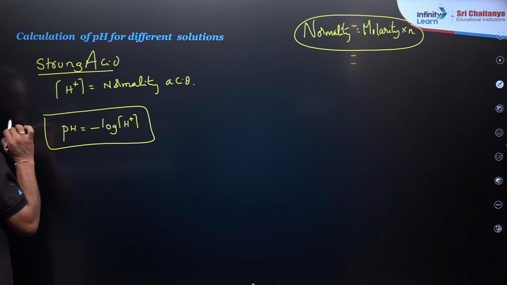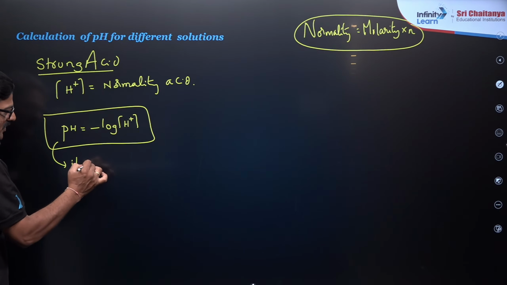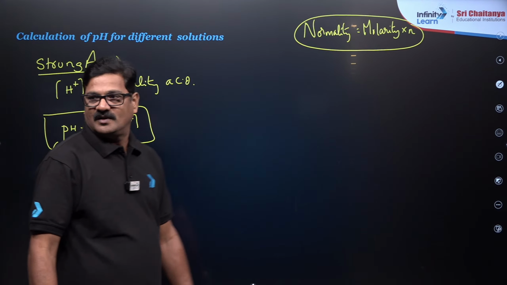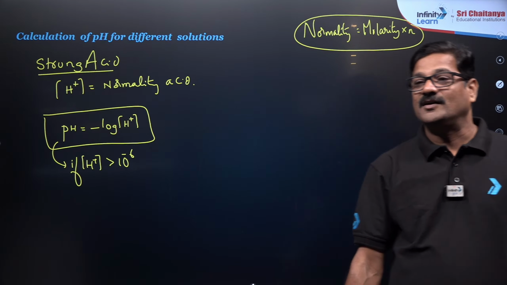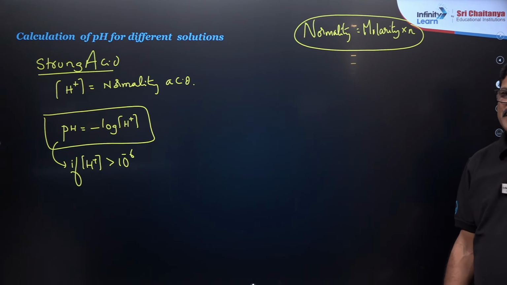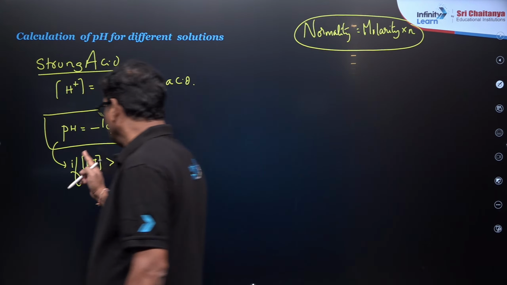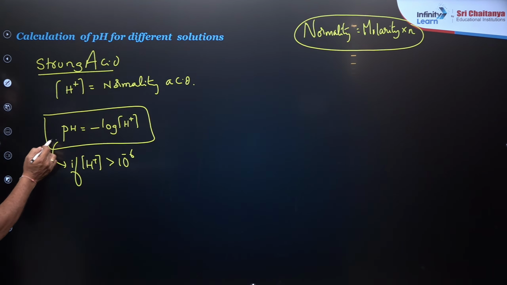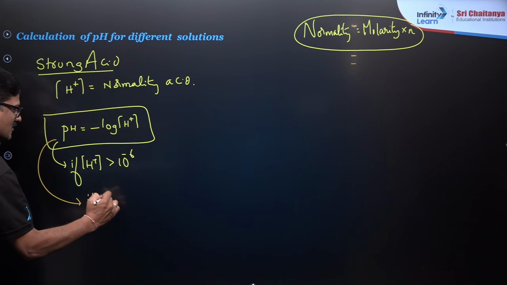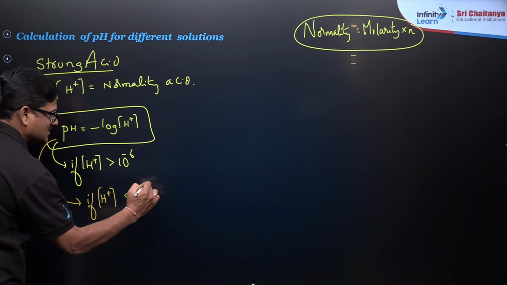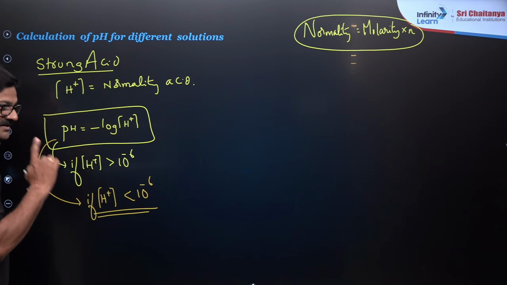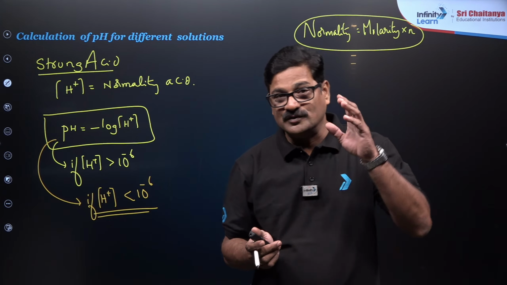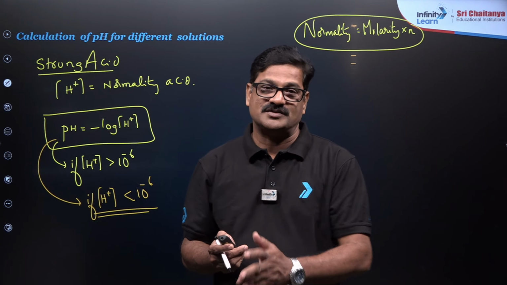Okay, so you have to use this if the H plus ion concentration is greater than 10 power minus 6 number of H plus. This is very important. If the H plus ion concentration is less than 10 power minus 6, what do I do? Mind it, you know everything from ionic equilibrium, but you don't know which condition you have to use in what situation.